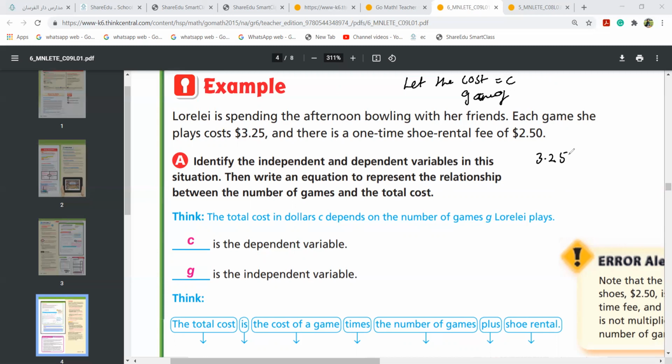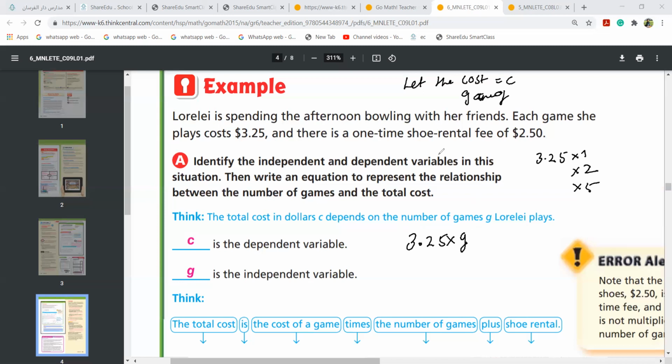I don't know. That's why, if you play one game, it's times one. If you play two games, it is times two. If you play 5 games, it is times 5, right? Because one game is $3.25, so 5 games will be 5 times 3.25. That's why it is 3.25 multiplied by games, because I don't know how many games.